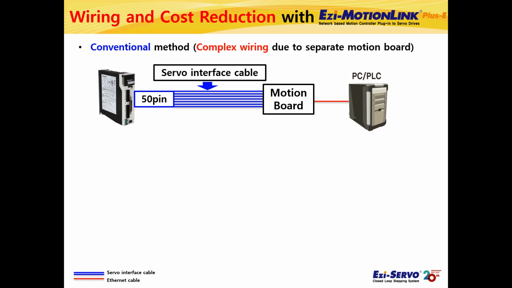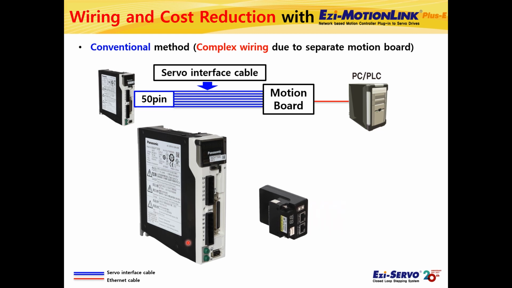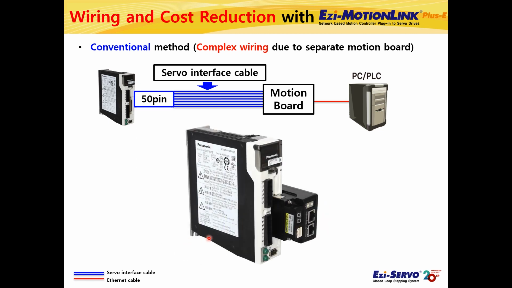Ezi-MOTIONLINK Plus E is an Ethernet type 1-axis motion controller that can be used by plugging it into the interface connector of the Ezi-SERVO drive. As you can see, for example, there is a Panasonic Ezi-SERVO drive. Ezi-MOTIONLINK can be directly attached to the servo interface connector of this Panasonic Ezi-SERVO drive.